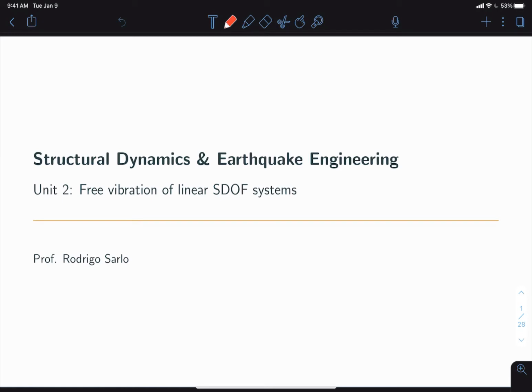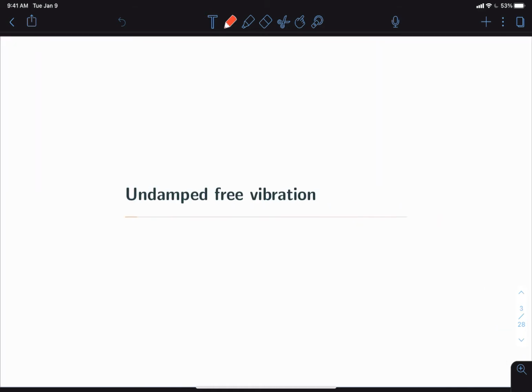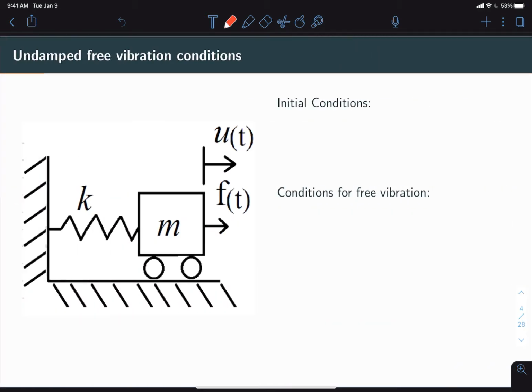Welcome to Unit 2 of Structural Dynamics and Earthquake Engineering. In this unit, we will begin solving equations of motion for the simplest case, which is the free vibration case. So we will first look at undamped free vibration, then we'll add damping to the system and analyze what happens, and then finally we'll look at a specific type of damping, which is damping due to friction, which slightly changes the equations. Let's start with undamped free vibrations, and let's define what we really mean by free vibration.